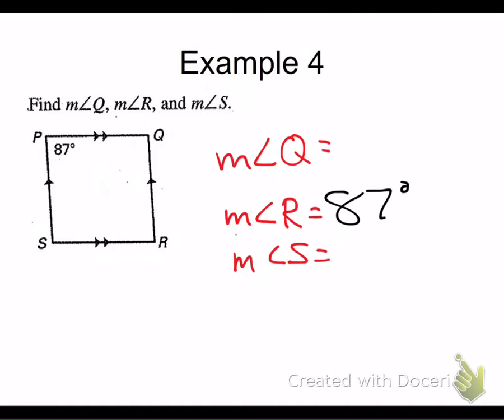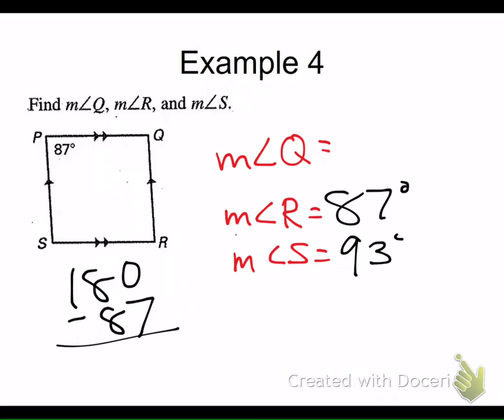So what can I do? 180 minus 87. 180 minus 87. And what do you get? What's 180 minus 87? Anyone can do it. 93. Good.